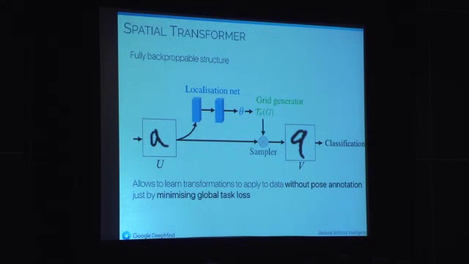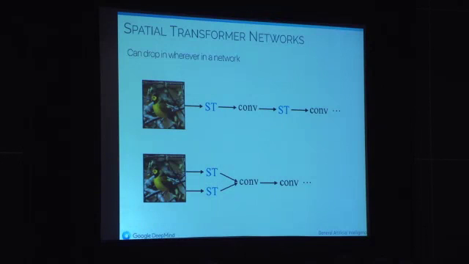And because we have all these gradients defined, this is a fully backproppable structure, and so we can backprop our classification error, for example, our global task loss, all the way through this structure. And so we can train this localization net within our network just to minimize the global task loss without any extra supervision, no pose supervision, no localization supervision. And you can just drop this module into networks wherever you want, wherever makes sense.